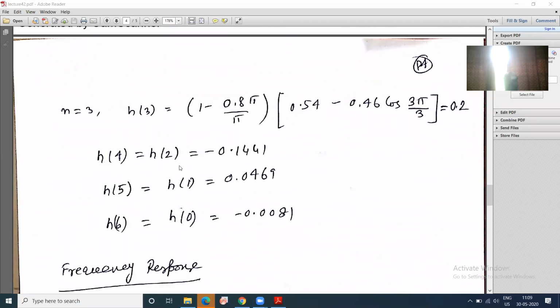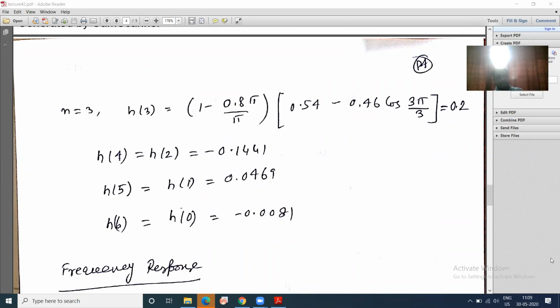Now H4 equal to H2, H4 equal to H2 with a negative sign. And H5 equal to H1. This is the value, because H1 is already calculated, so I have written it here. And H6 equal to H0. H0 is already calculated, so we have estimated H6. So like that, we have estimated H0, H1, H2, H3, H4, H5, H6.